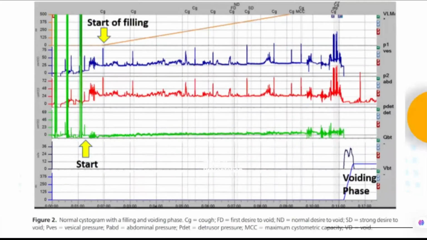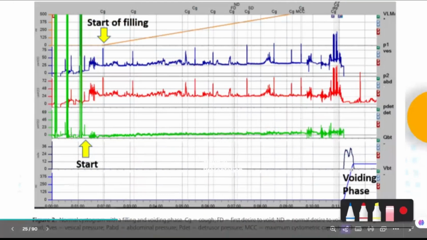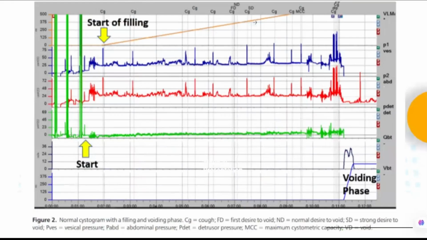Now here is another trace. Here also you see this is the P vesical, this is the P abdominal, and this is the P detrusor. And here is the voiding phase. At the end is the voiding phase, and this is the start of filling. Here there is a cough. The patient is coughing here, coughing here. Along with the cough, you will see changes in the P vesical and P abdominal, while the P detrusor is normal. There will not be any change because these two will get subtracted. So there will be no change in the P detrusor. Here also you see equal everything, but there is no change in the P detrusor.